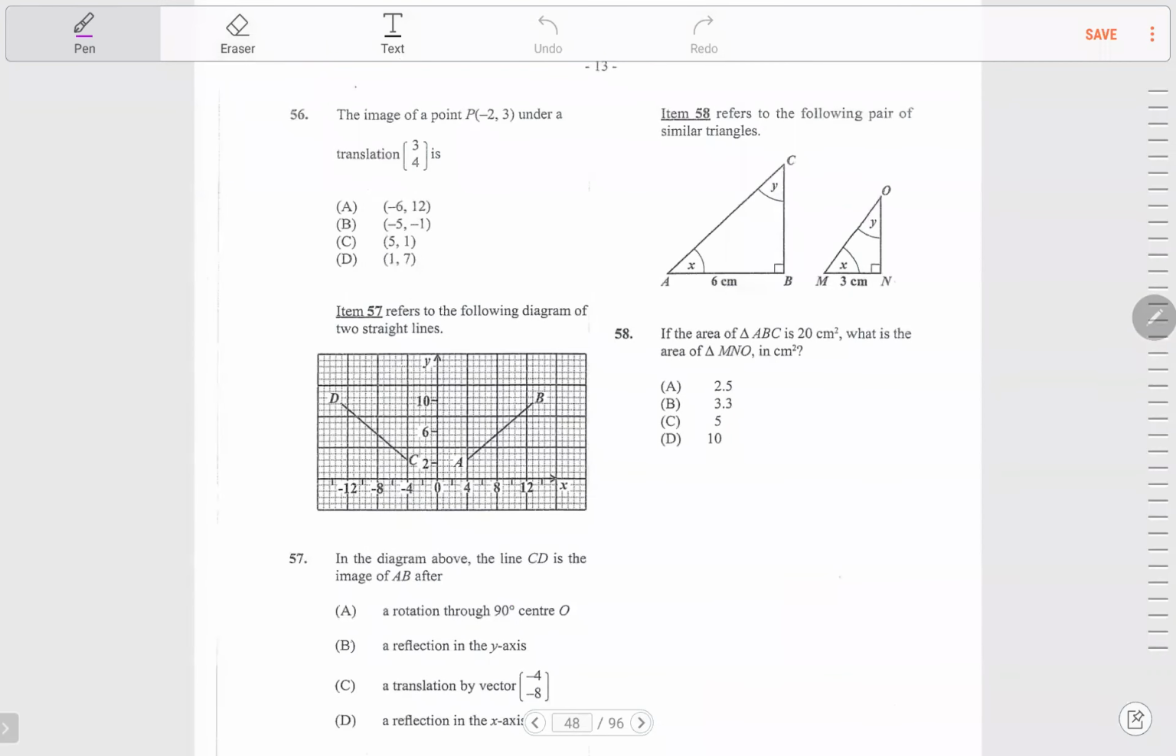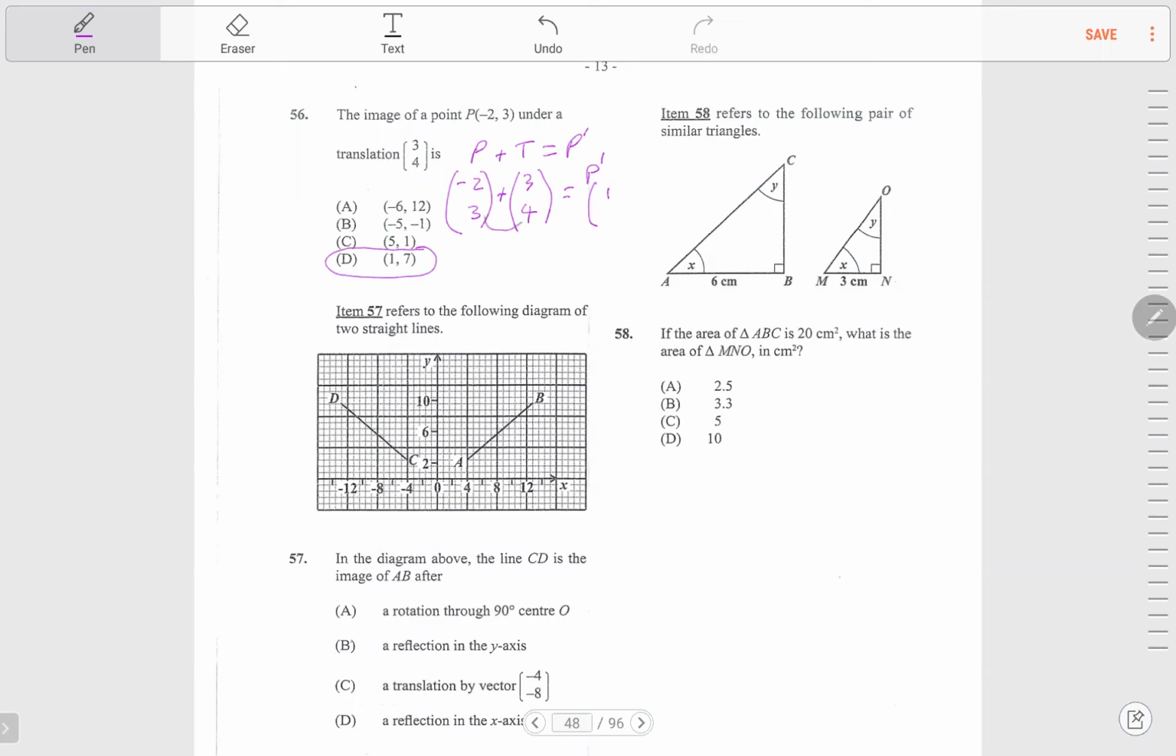It says the image of that point P under the translation (3, 4) is what? So this translation is going to move these points. What that means is that P plus the translation is going to give you the image point that we're trying to find. So (-2, 3) plus (3, 4) is going to give us the image point P prime. You can work it out. It's -2 plus 3, same as 3 minus 2, which is 1. That gives the x value of 1. That must be the answer.